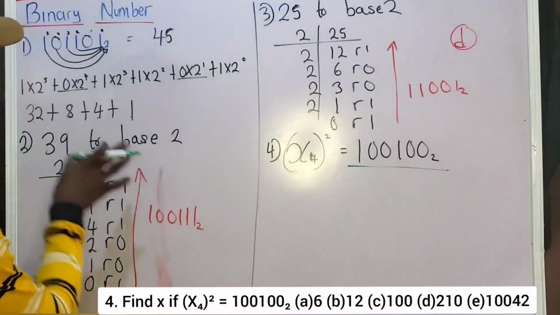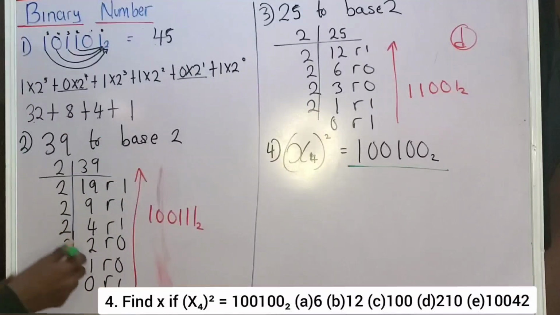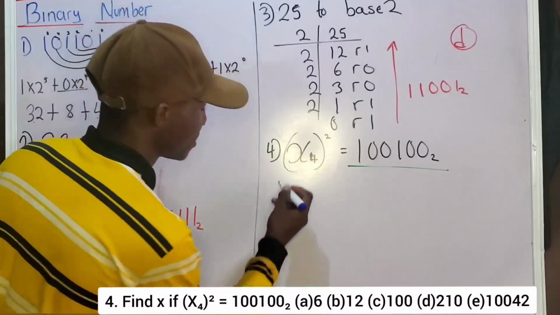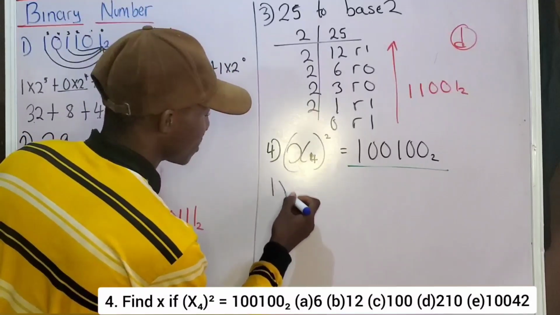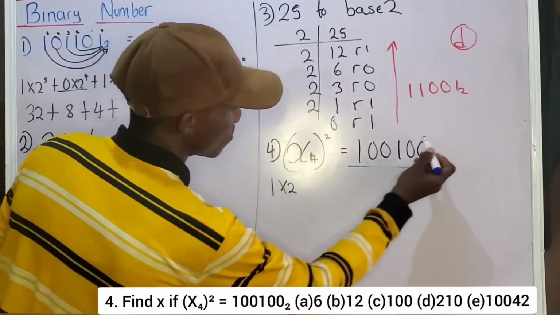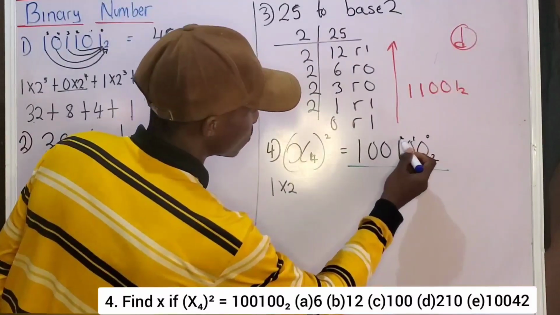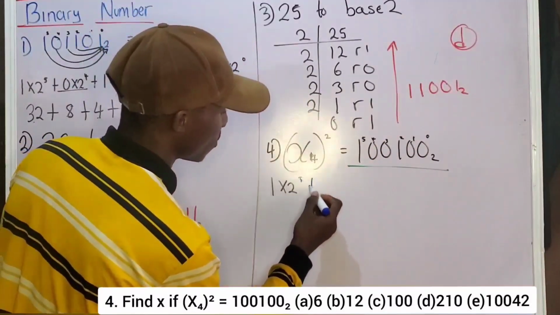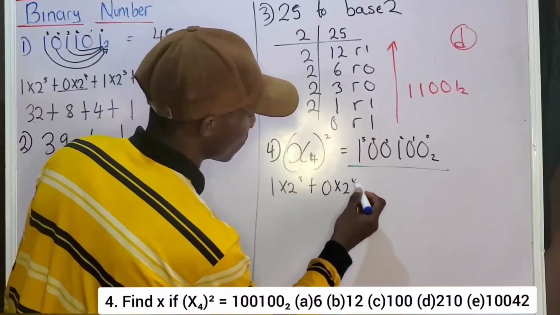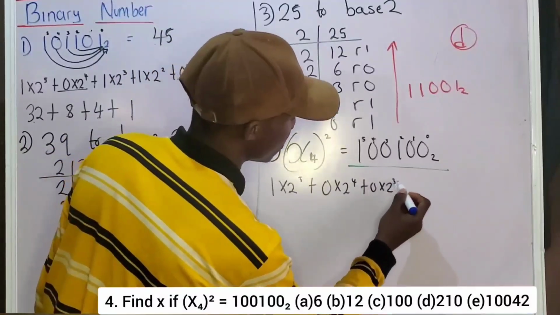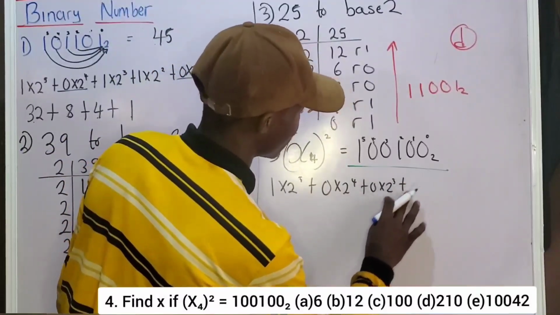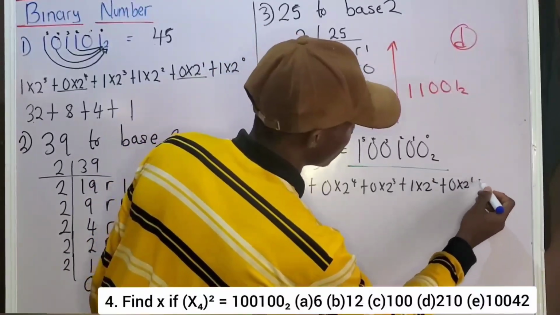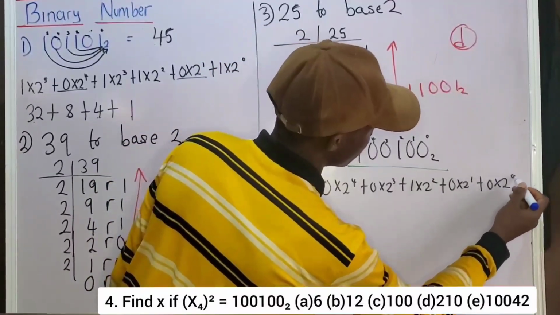And how do you do that? Just like what we did here. So let us proceed. For this, I'm going to have 1 times 2 raised to the power of 5, plus 0 times 2 raised to the power of 4, plus 0 times 2 raised to the power of 3, plus 1 times 2 raised to the power of 2, plus 0 times 2 raised to the power of 1, plus 0 times 2 raised to the power of 0.